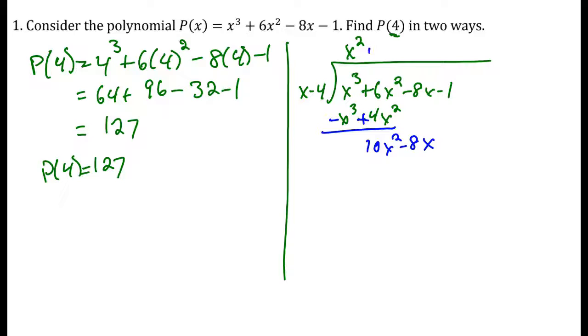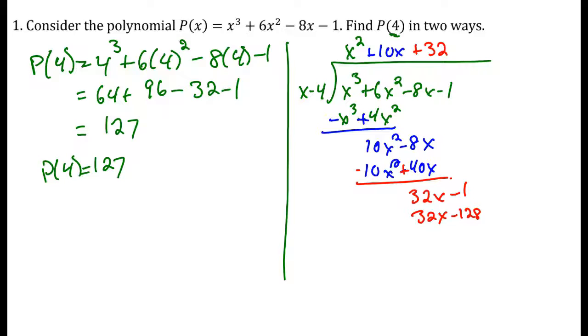What times x is 10x squared? 10x. 10x times x is 10x squared, minus 40x. After you multiply, change your signs to subtract, and we get 0 and positive 32x minus 1. What times x gives me 32x? Plus 32. Multiply through, 32 times 4 is 128. Change your signs to subtract, and you're left with positive 127, which makes sense because our remainder was the same that we got when we had P of 4.